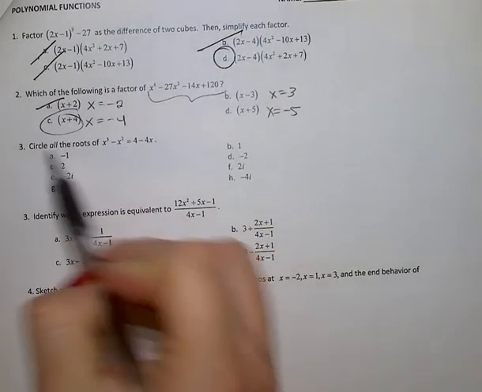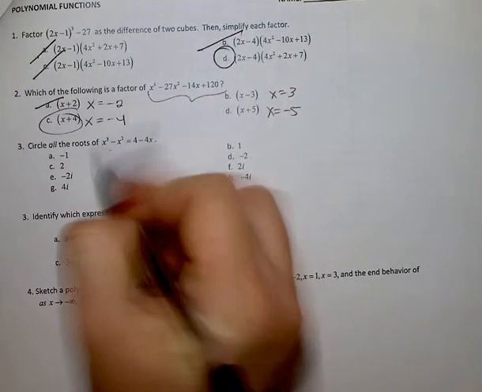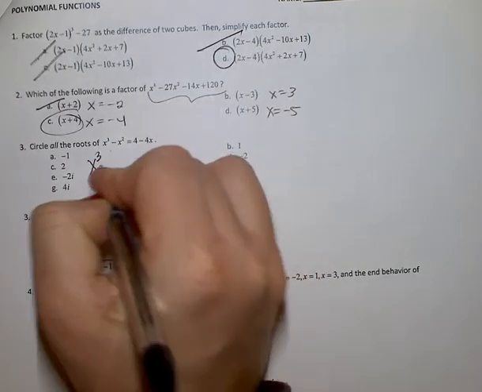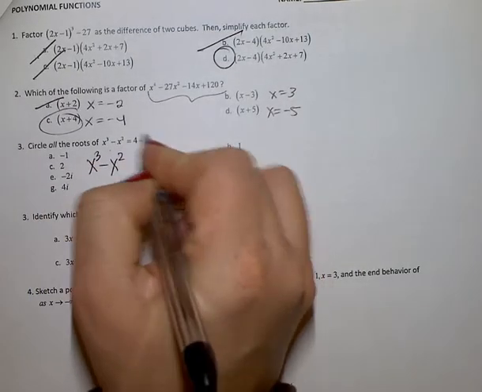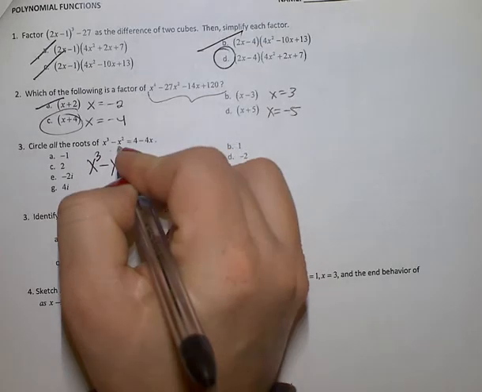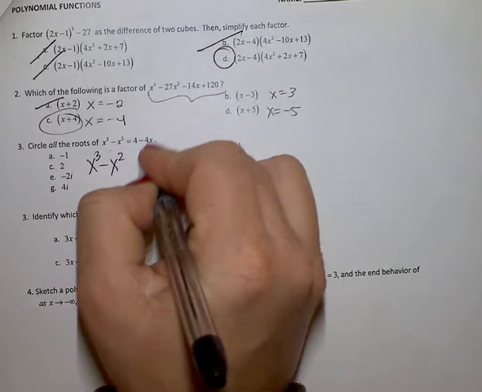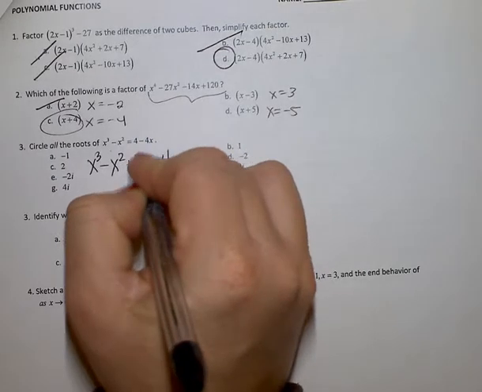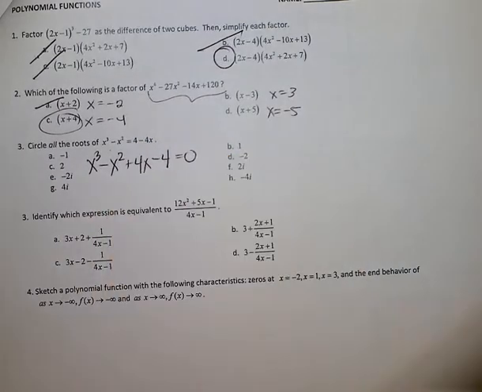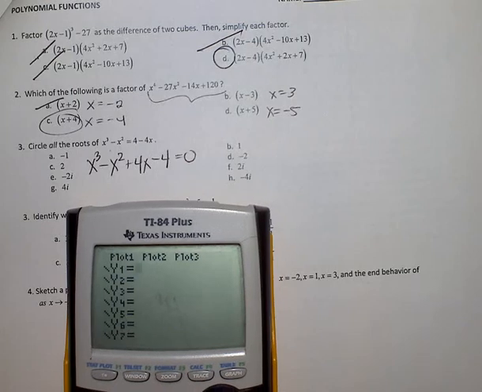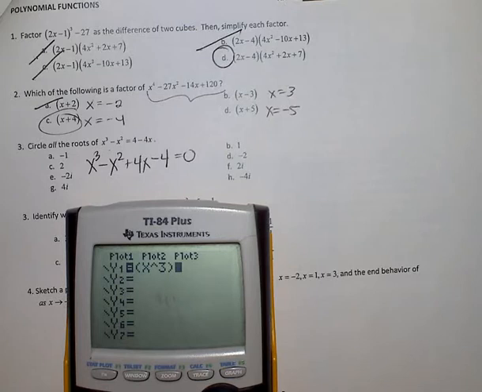Circle all of the roots. Well, let's first put this all on one side. So let's write down x cubed, subtract x squared. Now, when this 4 comes across, it was positive. When it comes across, it becomes negative. And when the negative 4x comes across, it becomes a positive 4x. Go to y equals x to the third, subtract x squared, plus 4x, subtract 4.